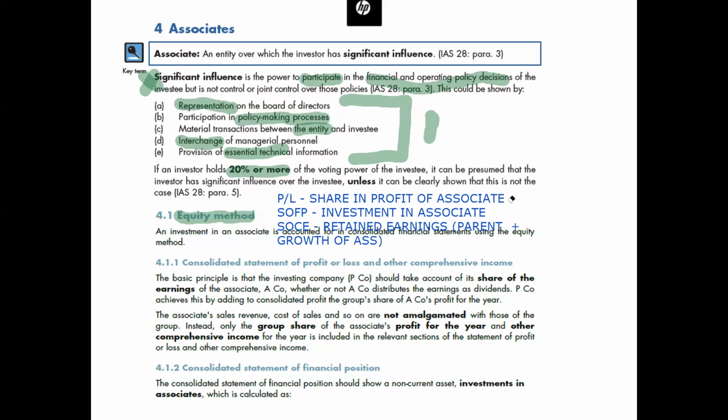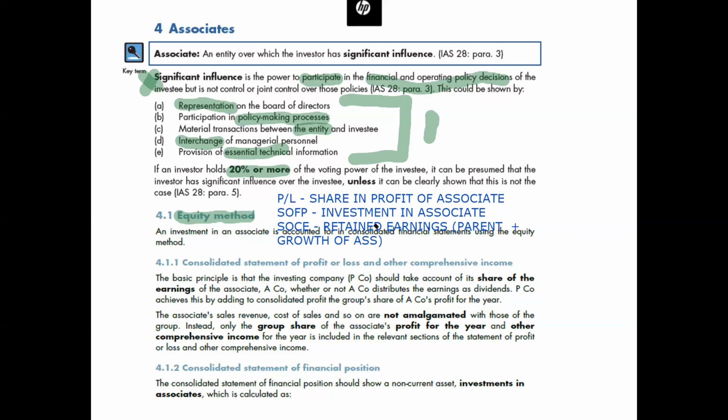And I just want to mention that the bottom line, without thinking about intergroup transactions, I will take the associate's profit for the year and I will multiply it by my percentage share, and that will be my profit share in associate. The retained earnings will be the parent part plus, what do I mean by growth in associate? I will see what was my retained earnings at the date I acquired my share, what's my retained earnings at the beginning of the year. That growth I will multiply by my percentage share, and that I will include with the parent's retained earnings.